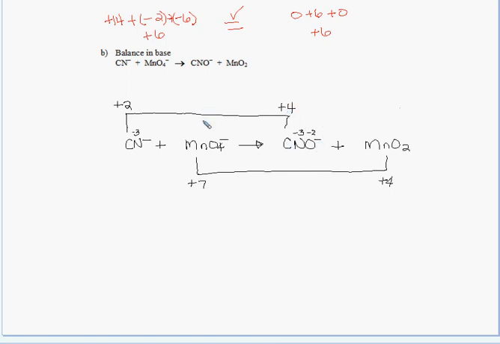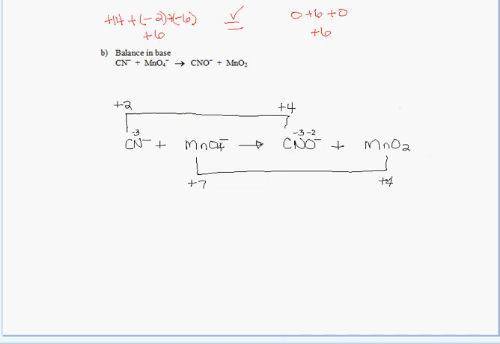So going through the steps, we've got our oxidation numbers again. We're going to check that we have the same number of atoms. So carbon, there's 1 and 1, we're good. Nitrogen, 1 and 1, we're good. Manganese, 1 and 1, we're good. So double check that you've got your atoms counted up.